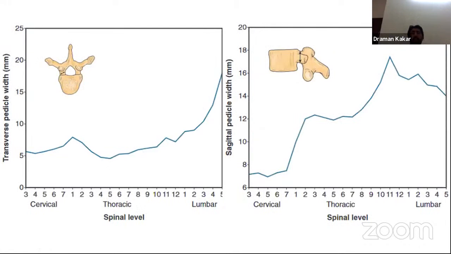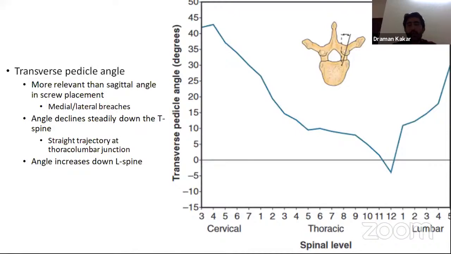Now, this is a diagrammatic representation showing the transverse pedicle width and the height of the pedicle. We can see there is a gradual increase in the width of the pedicle from the cervical down to the lumbar region. And also the height of the pedicle increases from the cervical down to the thoracic region. I already discussed the different angulation previously, so I am skipping this diagram.